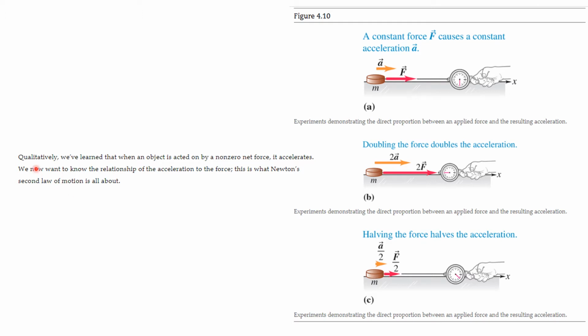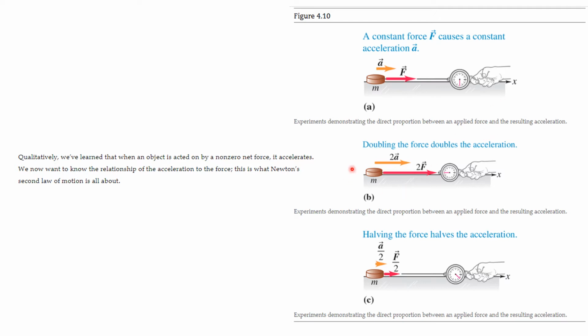Okay, so previously and qualitatively, we've learned that when an object is acted on by a non-zero net force, it accelerates. We now want to know the relationship between the acceleration and the force. That is what Newton's second law is all about. So, experimentally, what we can see is that a constant force causes a constant acceleration. And there are experiments demonstrating the direct proportion between an applied force and the resulting acceleration.